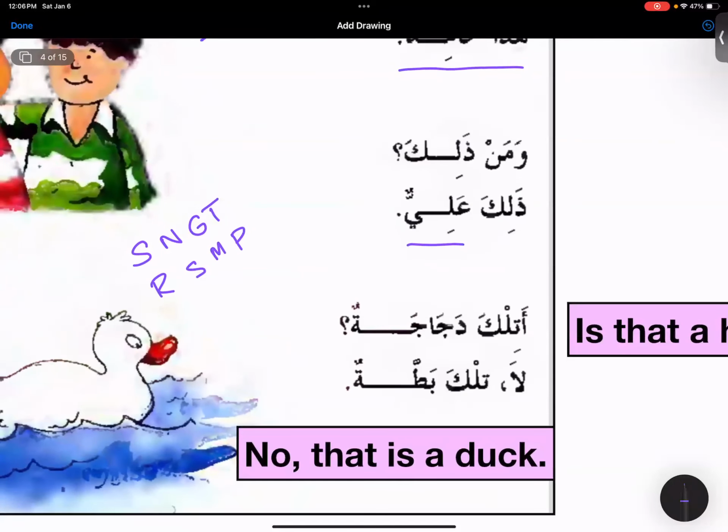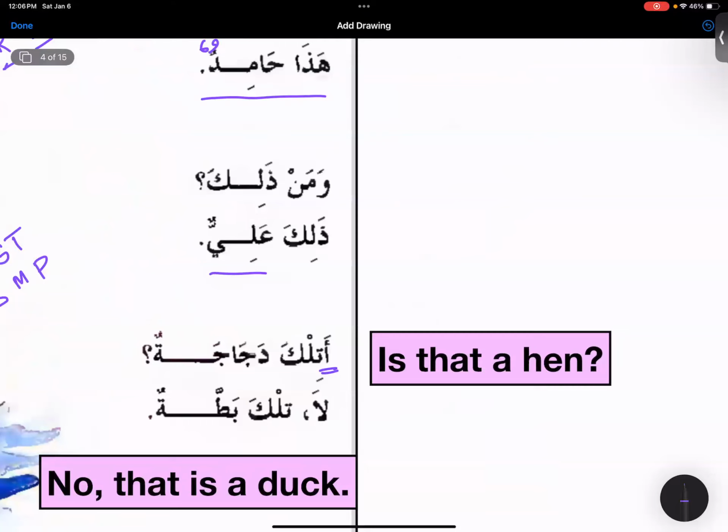Next one. You can do the same. Atilka dajajatun. What is here? This is for questions. So that is going to be called harfu istifham. Istifham can be an ism word or it could be harf. So this is harfu istifham, and man is ismu istifham because man is an ism. But this is not an ism, it is a harf.